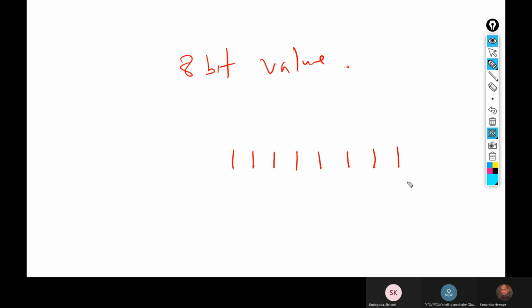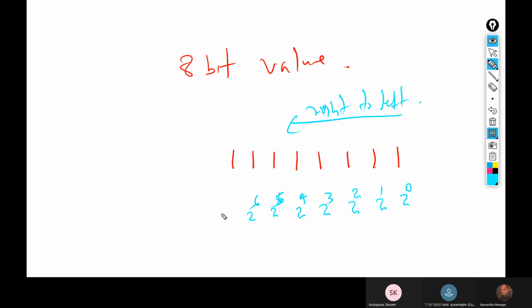These are 8-bit values. Normally the binary number system starts the powers from right to left. Here the first number is 2 to the power 0, the second number 2 to the power 1, the third 2 to the power 2, the fourth 2 to the power 3, the fifth 2 to the power 4, the sixth 2 to the power 5, the seventh 2 to the power 6, and the eighth 2 to the power 7.